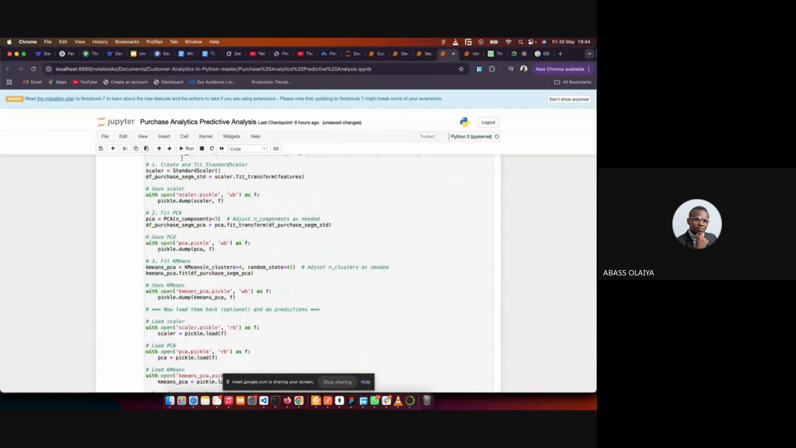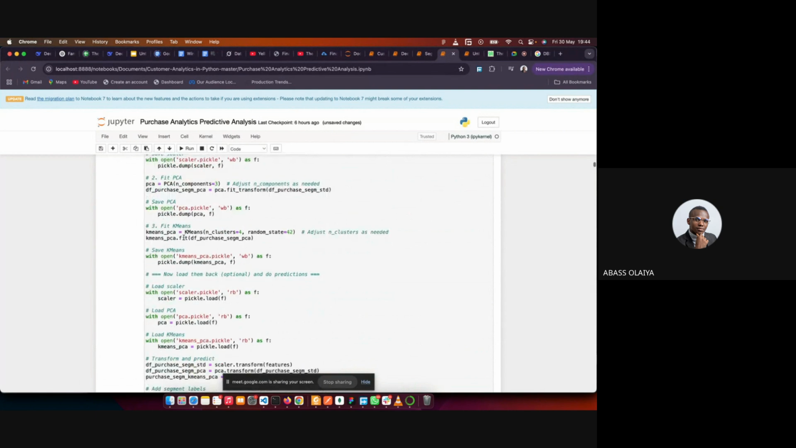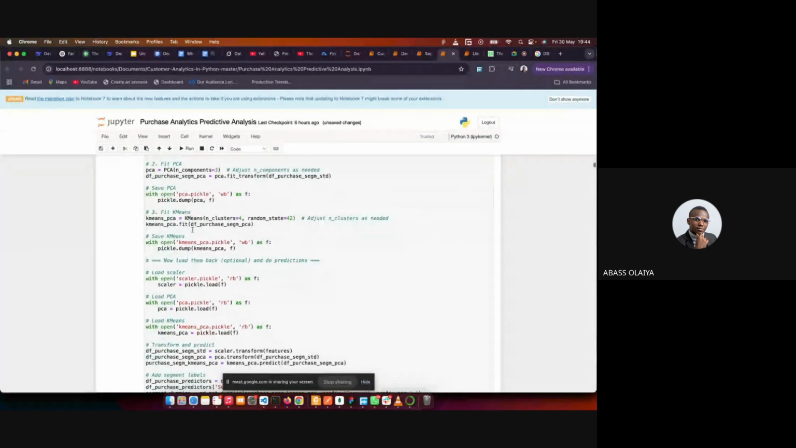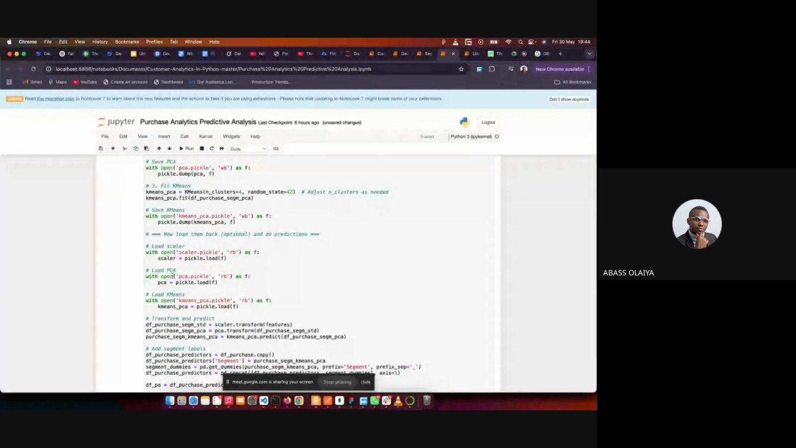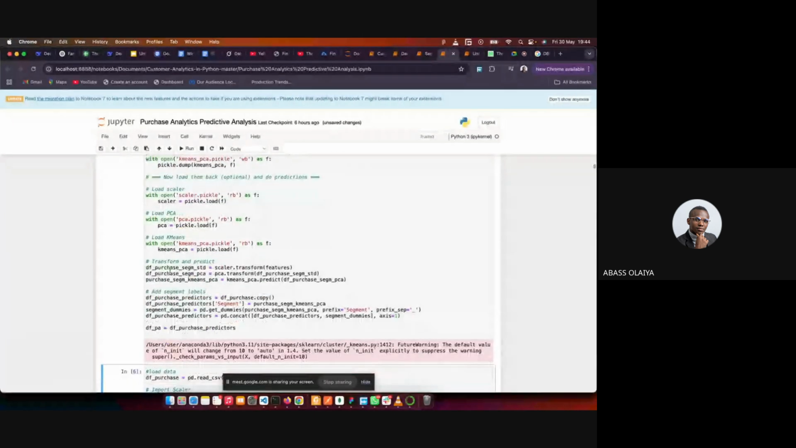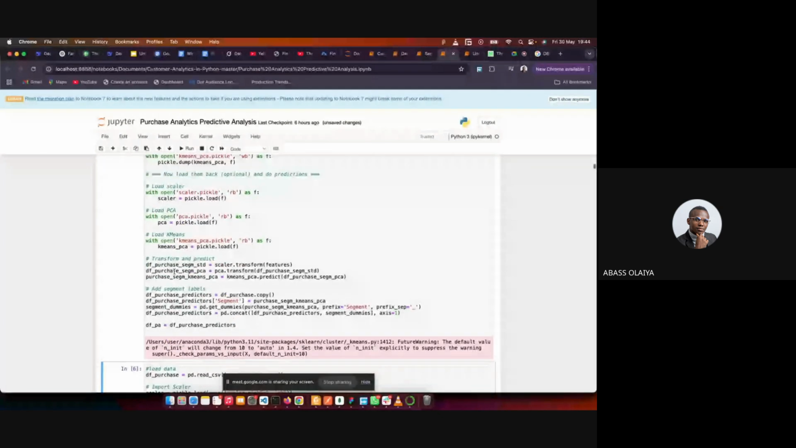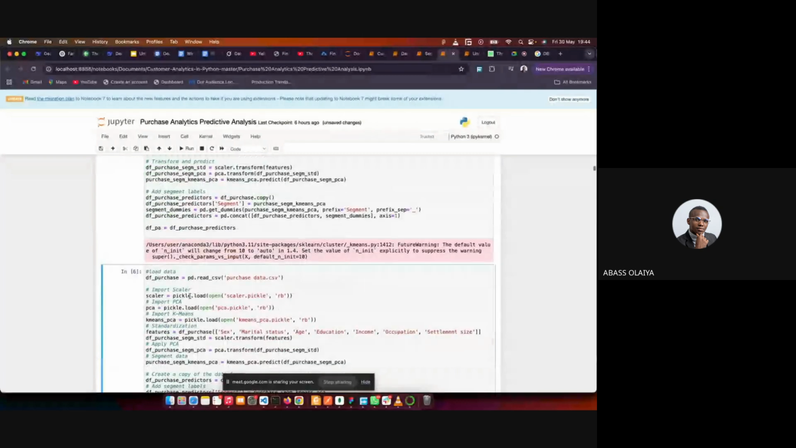So we are creating and fitting a standard scaler. Just picture normalizing your data in your head. Then we are saving the scaler, applying PCA, that's principal component analysis, and saving it. Then we are applying k-means here. I've explained k-means before. Then load the scaler again, load PCA, load k-means, transform the predictions, then add segmentation labels. That we did there. Then here we load in some other data sets.